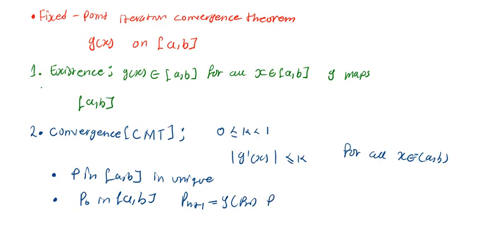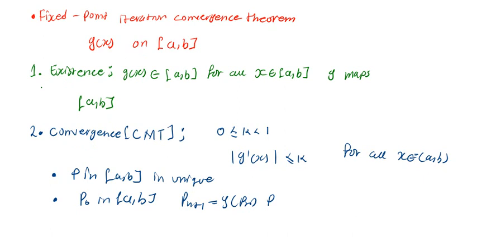Maybe a summary of what I was talking about here. First of all, we have to ensure there is existence, meaning we have to ensure our g of x maps the interval into itself, meaning g has at least one fixed point within that particular interval. Then you also get to look at the convergence, where you say it's the contraction mapping theorem.